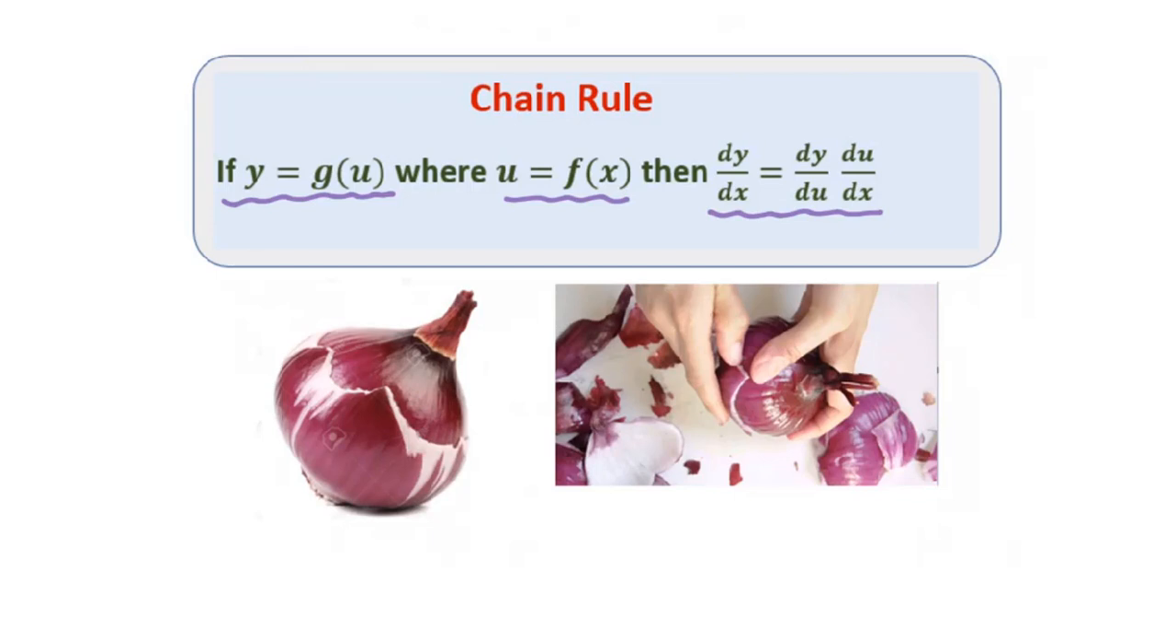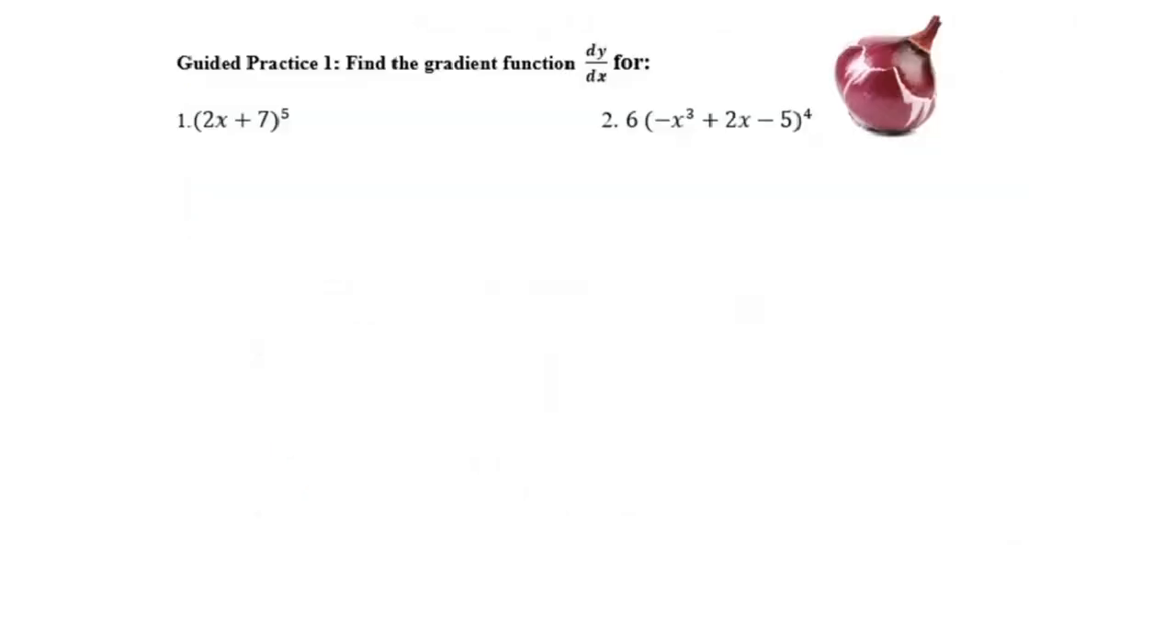When you do the chain rule for derivatives, think about how to peel the onion. When you peel the onion, you always go from outside to inside. Chain rule is the same way to figure out the derivative of a little bit complicated function.